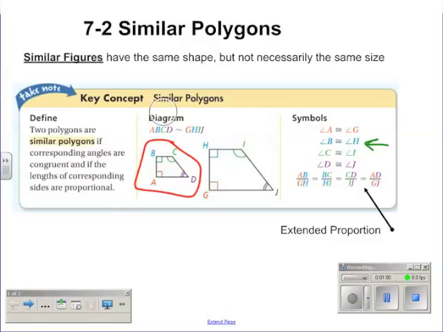And then also the side lengths are going to have to be proportional to the corresponding side lengths. So you see that with AB, there's AB highlighted, is to GH, which is equal to BC is to HI. And we can just continue with that proportion. It looks a little bit awkward mathematically to see three equal signs, and that's what's called here an extended proportion.